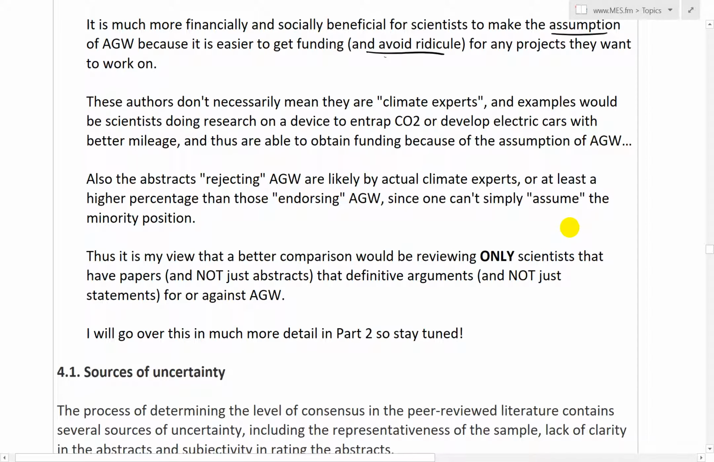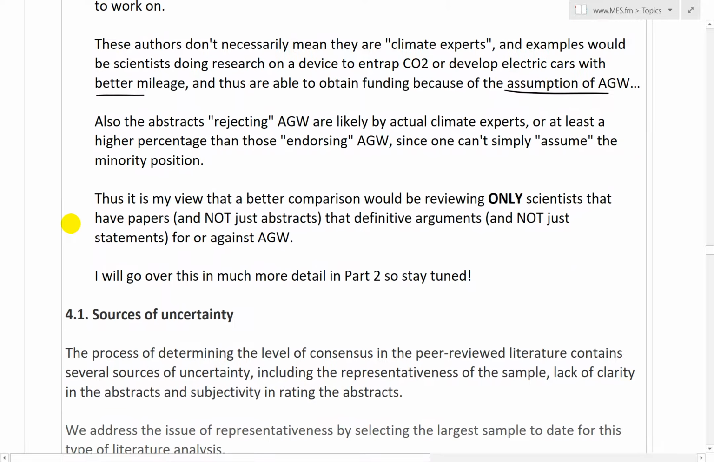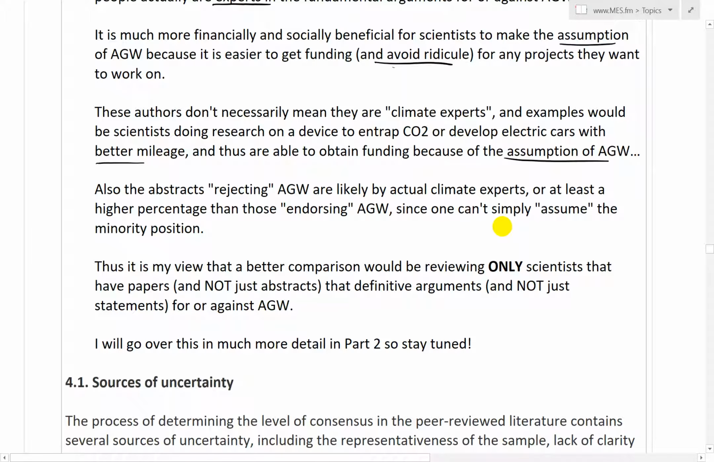These authors don't necessarily mean they are, quote, climate experts. Examples would be scientists doing research on a device to entrap CO2 or develop electric cars with better mileage, and thus are able to obtain funding because of the assumption of AGW. So basically there's more money in assuming AGW versus saying it's not man-made, so don't give me money. So yeah, it's hard to get funding for something that fundamentally means don't focus efforts on other renewable stuff or taxes or other funding. So that's my view.